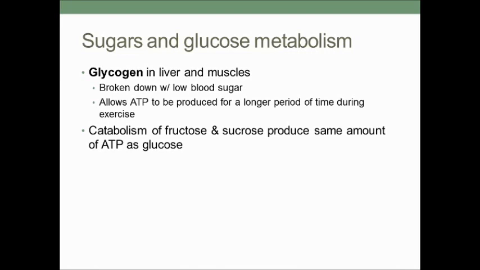Glycogen is the storage form of sugar, and it is stored in both liver and muscles. When your body is at a state of low blood sugar, it will be broken down by the hormone glucagon. This allows ATP to be produced for a longer period of time during exercise, which is why you often feel more energized after you exercise. Catabolism of fructose and sucrose produce about the same amount of ATP as glucose.